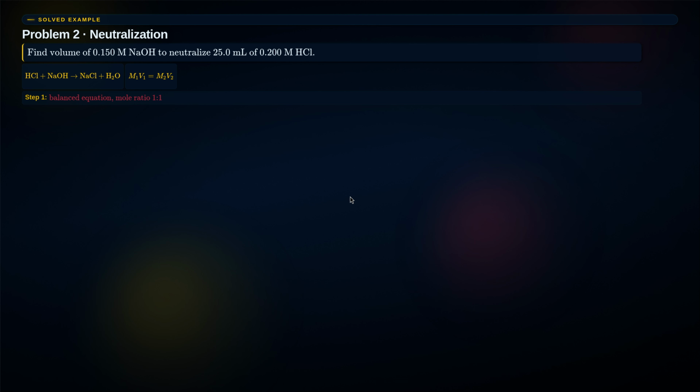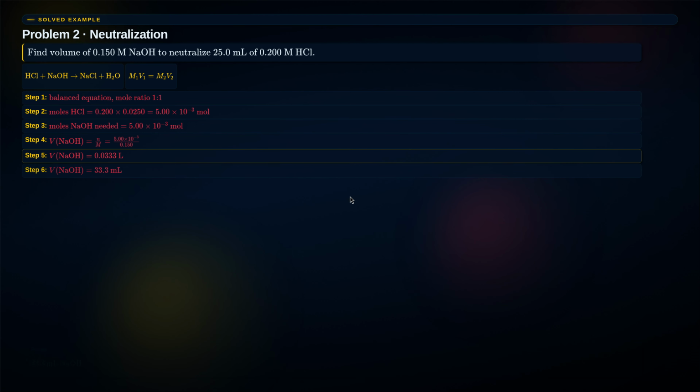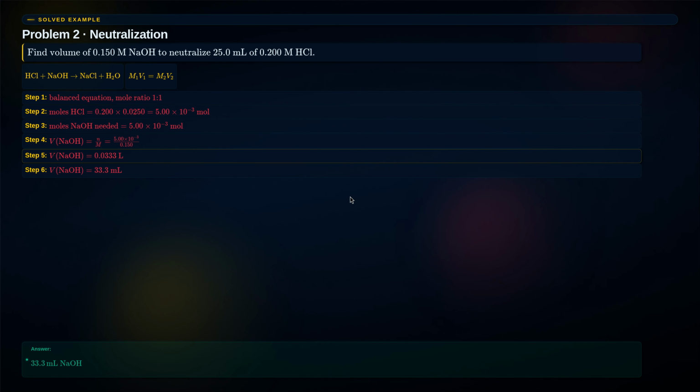Problem 2. How many milliliters of 0.150 M NaOH are needed to neutralize 25.0 milliliters of 0.200 M HCl? Step 1. Balanced equation is HCl plus NaOH gives NaCl plus H2O. Mole ratio is 1 to 1. Step 2. Calculate moles of HCl. Moles equals molarity times volume in liters, 0.200 times 0.0250, which equals 0.00500 moles, or 5.00 times 10 to the minus 3 moles.